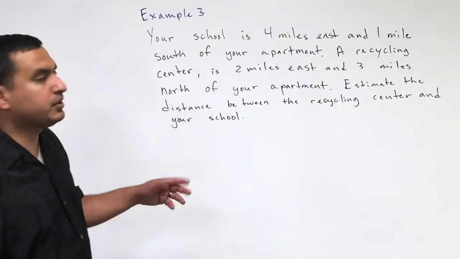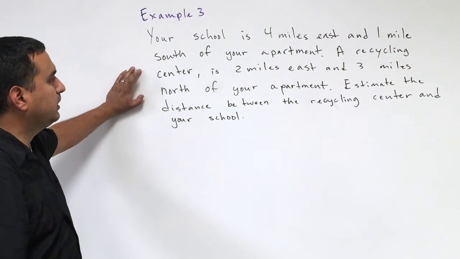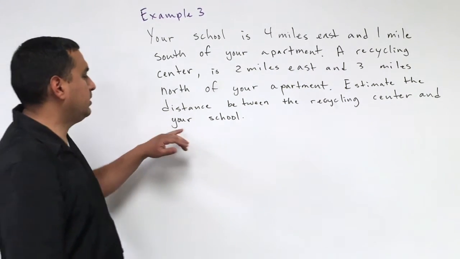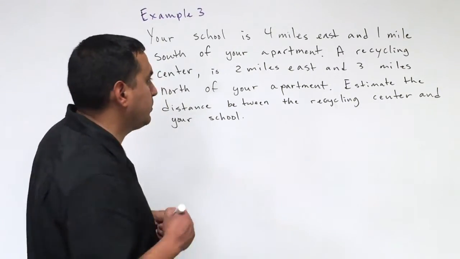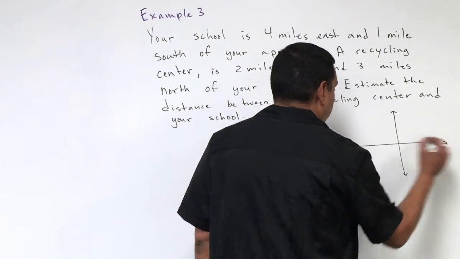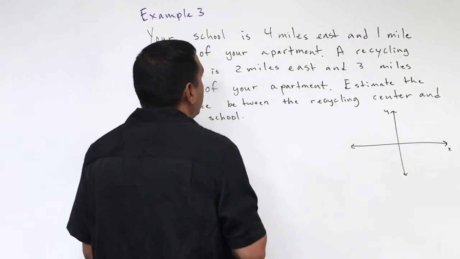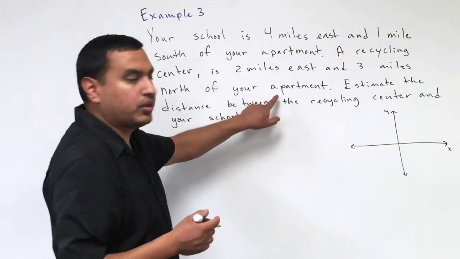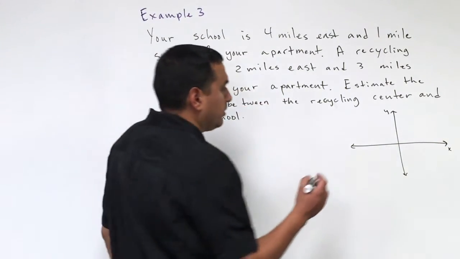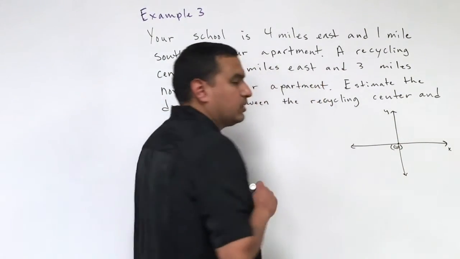Now example 3, we're going to use the distance formula. It says your school is 4 miles east and 1 mile south of your apartment. A recycling center is 2 miles east and 3 miles north of your apartment. It wants you to estimate the distance between the recycling center and your school. The best way to do this is to put it on a coordinate plane. This is our x-axis, this is our y-axis. Since everything is described in terms of where it is from the apartment, it's easiest to put the apartment at 0, 0. So that's where the apartment is.